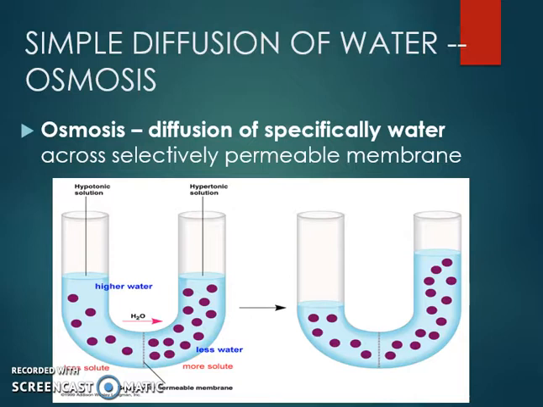What's going to actually happen is water is going to go across that selectively permeable membrane to the right. It's going to go from a high concentration to a low concentration. So you're going to see that water level on the right-hand side go up. And you're going to see the distribution between water and purple dots be equal on both sides.